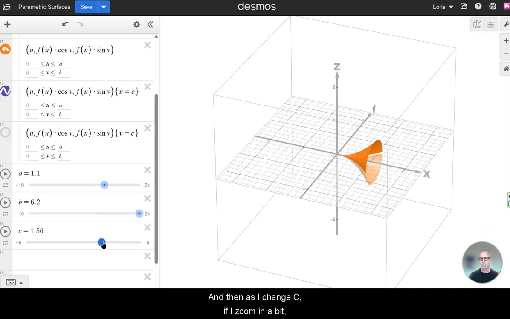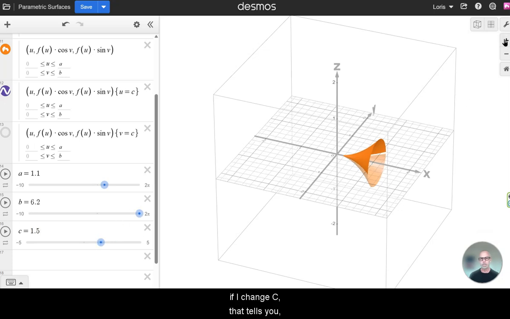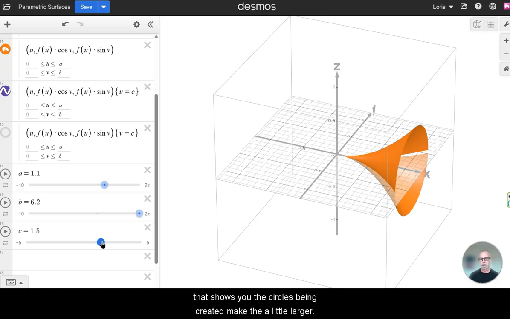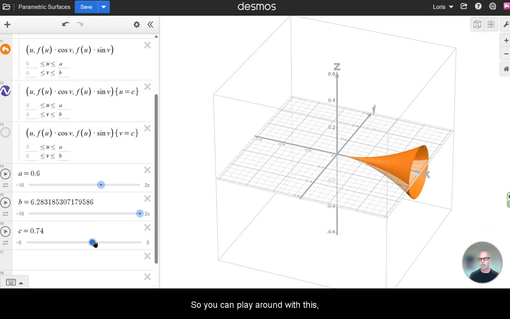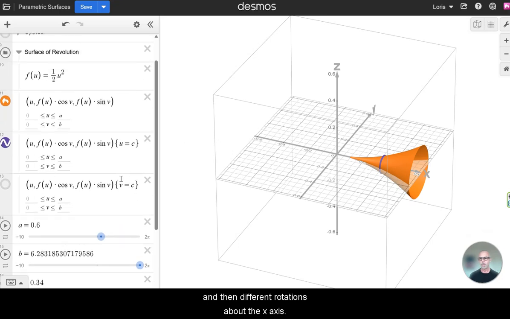And then as I change c, if I zoom in a bit, if I change c, that shows you the circles being created along it. So you can play around with this with different initial functions, and then different rotations about the x-axis.